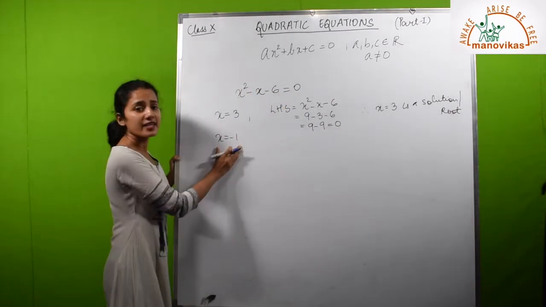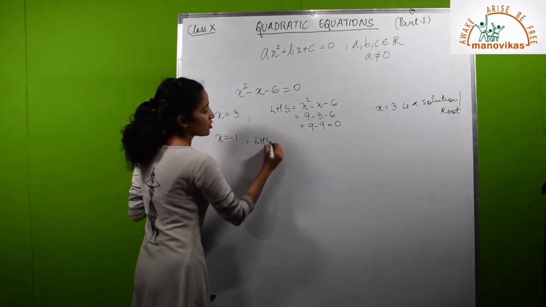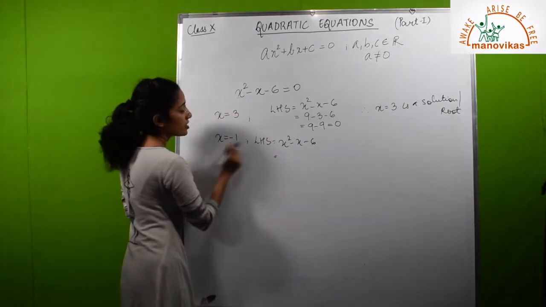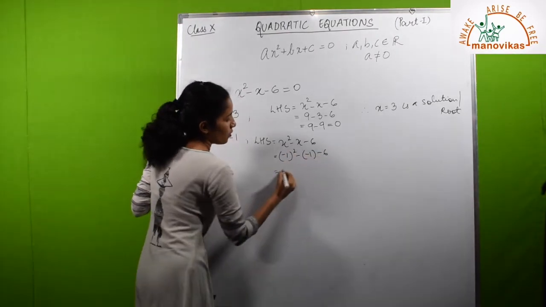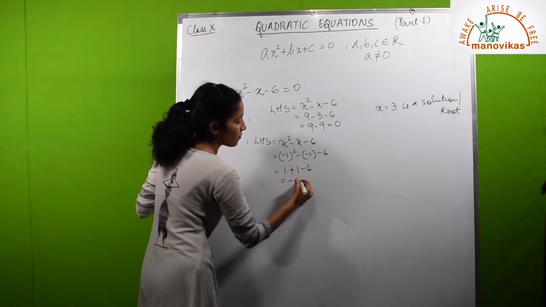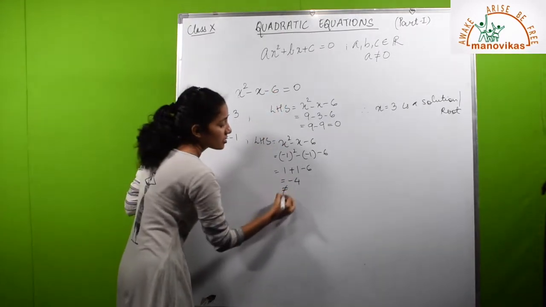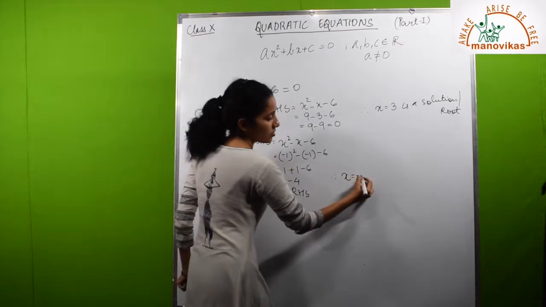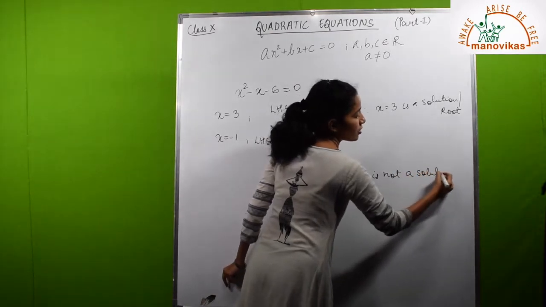Let us check for the next value, when x is equal to minus 1. Let us take the LHS again. I have x square minus x minus 6. Substituting the value of minus 1 in it, I have 1 plus 1 minus 6, which is equal to negative 4. We see that this is not equal to the RHS, so this does not satisfy the equation. Therefore, x equal to negative 1 is not a solution or a root of the equation.